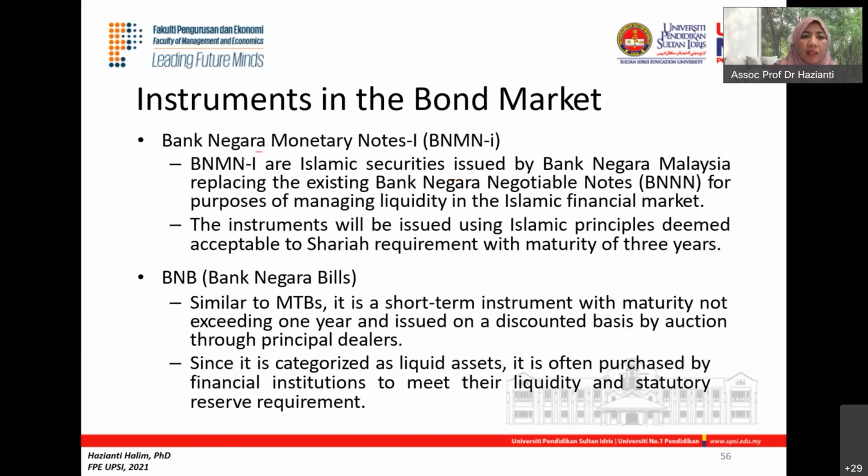the ones with I, by now you know the I means Islamic. Islamic securities issued by Bank Negara, replacing the BNNN, Bank Negara Negotiable Notes, for the purpose of managing liquidity in the Islamic financial market. So to take care of this Islamic financial market, BNM issues BNM I, BNB, Bank Negara Bills.